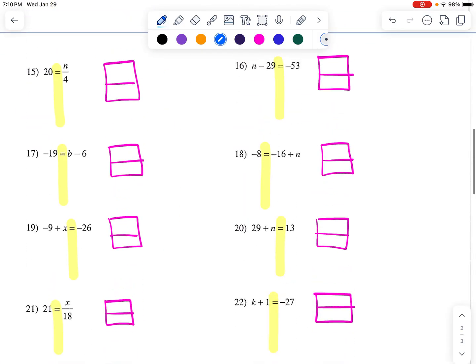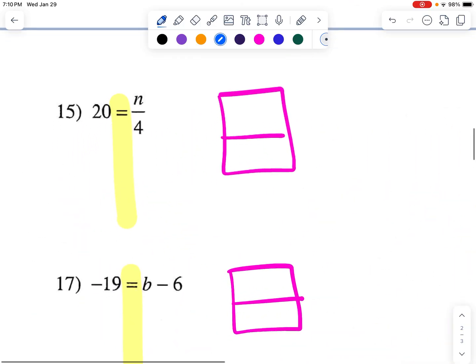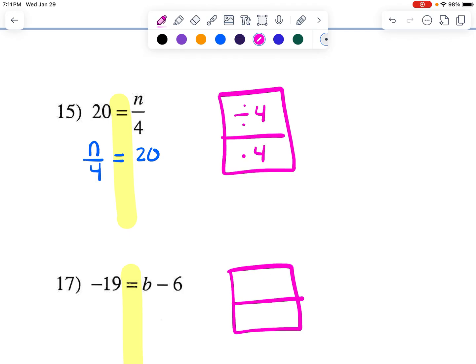All right, other side, 15. I'm going to rewrite this because I want to. N is being divided by 4, which means we times by 4. So hugs on the left and on the right. I have 4 over 1 and just a normal 4. These 4s will cancel, leaving us with 1N. And 20 times 4 is 80.